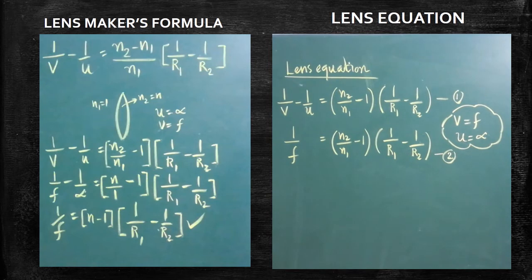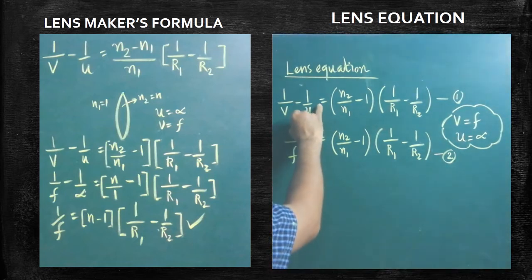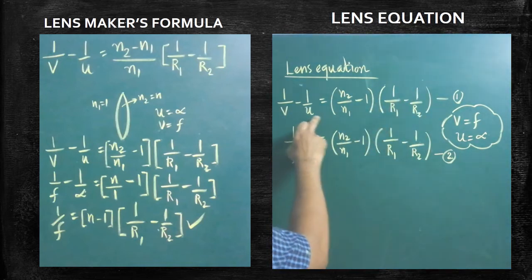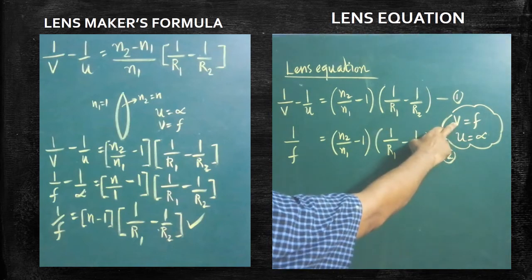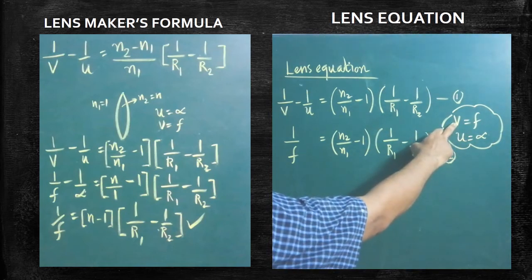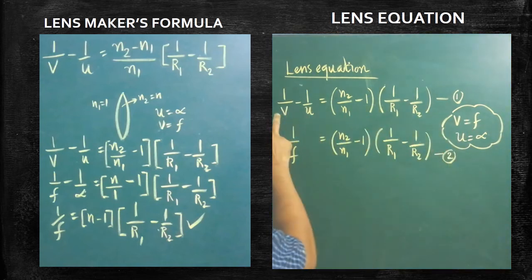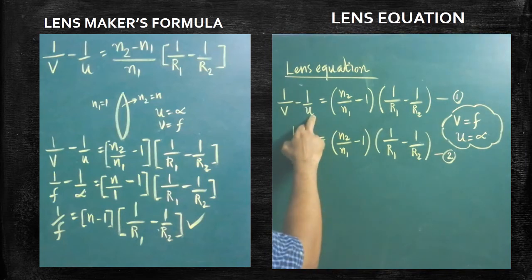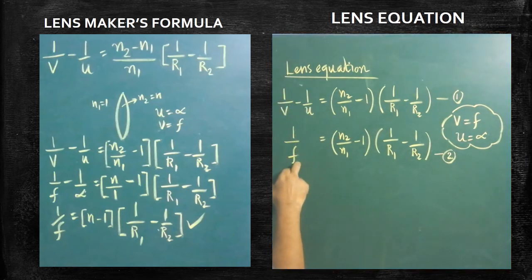Finally we are going to derive the expression for the lens equation. Here this is also another important equation. This is one of the steps which we have already derived: 1 by v minus 1 by u is equal to n2 divided by n1 minus 1, in bracket 1 by r1 minus 1 by r2, already derived. Here when the object is kept at infinity, what will happen? The image will be formed exactly on the principal focus. Therefore the image distance will become f. So instead of v substitute f, instead of u substitute infinity. 1 by infinity is equal to 0. Therefore 1 by v becomes 1 by f.